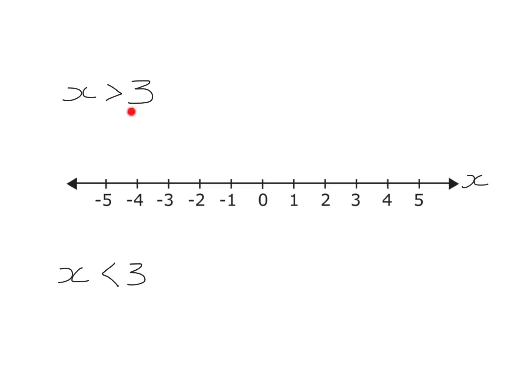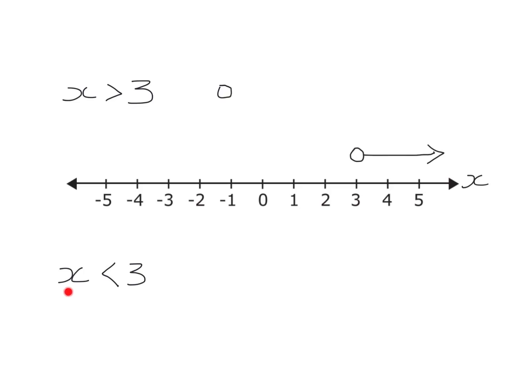Let's have a go at putting this on the number line. So x is greater than 3. Remember, because we're using the greater than sign, we use an open circle. Somewhere on this number line we need to have x is greater than 3. So where is 3? Well, 3 is over here. So we draw a circle on 3, and it's greater than 3, and we put our arrow.